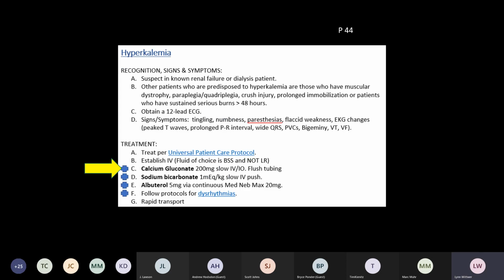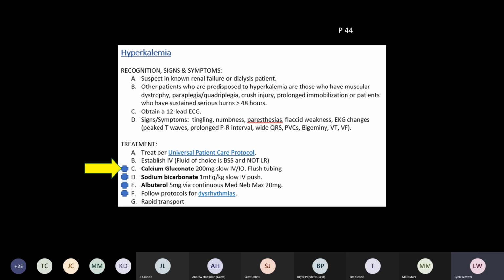So, hyperkalemia. Treatment of suspected hyperkalemia. So suspect in a known renal failure patient or a dialysis patient or in a patient who's had perhaps a crush injury or who has been laying immobile on a floor for a prolonged period of time so that they have some rhabdomyolysis occurring and have acute renal failure. Also suspect in heat syndromes, etc. Now, patients who are predisposed have muscular dystrophy, paraplegia, quadriplegia, prolonged immobilization, or serious burns.